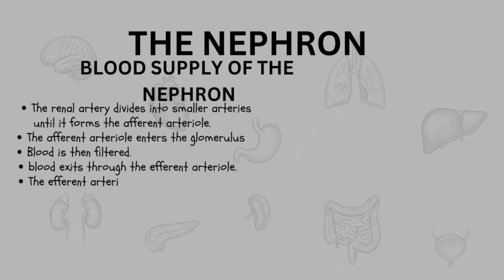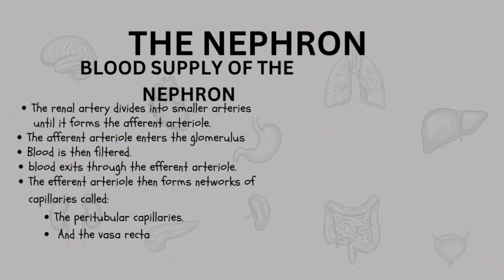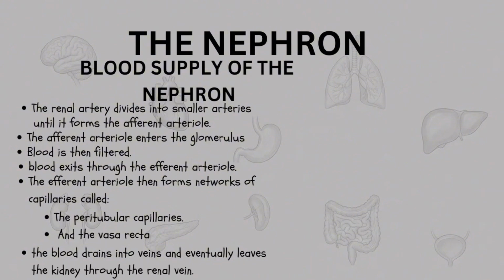The efferent arteriole then forms networks of capillaries called the peritubular capillaries and the vasa recta. These vessels surround the tubules and participate in the process of reabsorption and secretion. Finally, the blood drains into veins and eventually leaves the kidney through the renal vein.